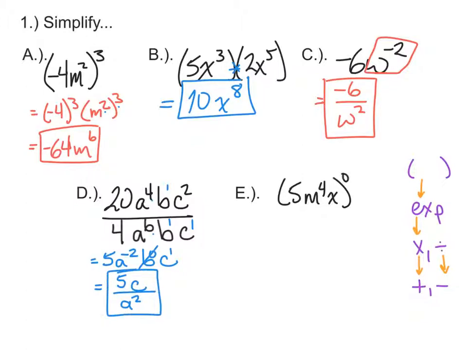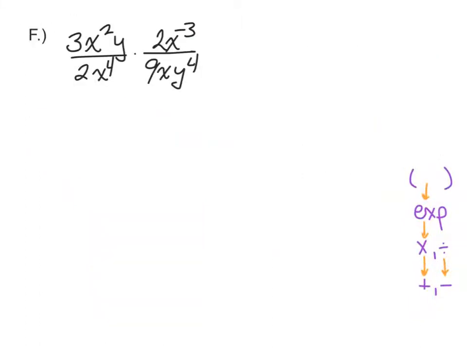In part E, we have this whole thing to the 0 power. Anything to the 0 power is just 1. In part F, we have one that's a bit more complicated. We can't do it all at once, but we can just take it in parts and simplify.